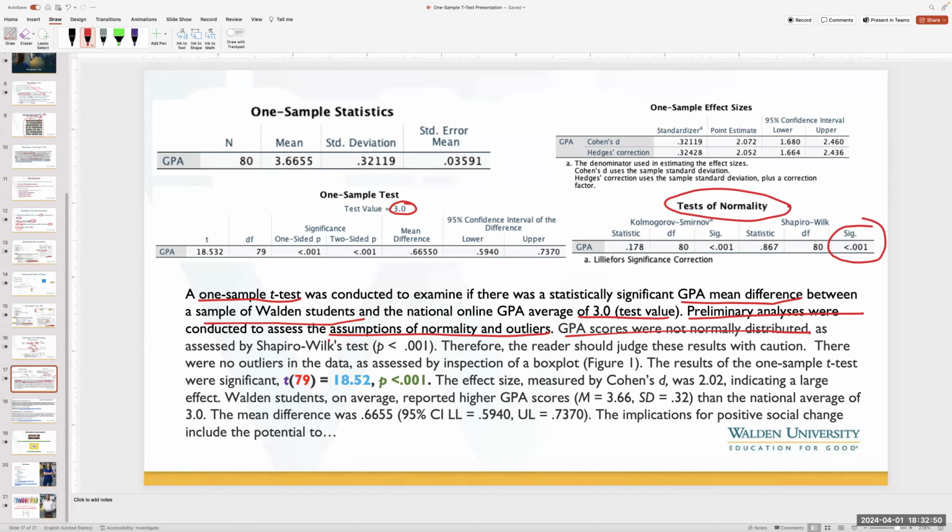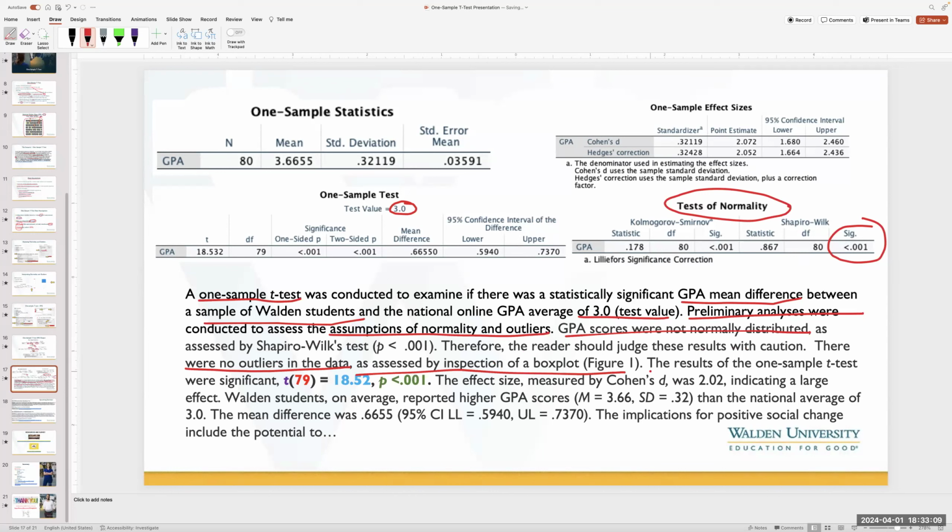And I said there were no outliers in the data. So we would have looked at the box plot, and we would not have seen any of those little dots beyond the whiskers. And we'll say it's assessed by the box plot. Now, this is the piece here.